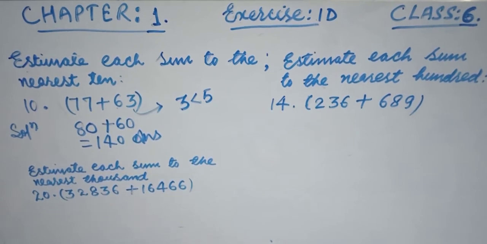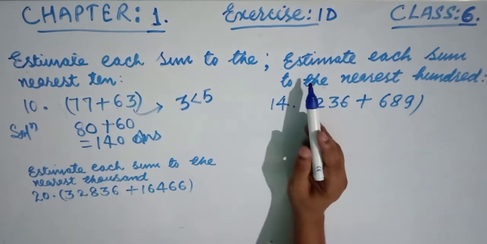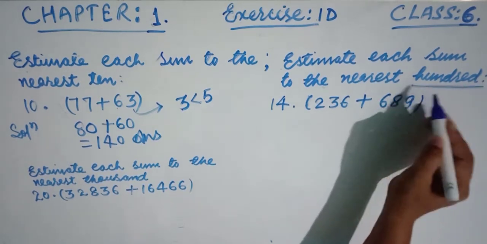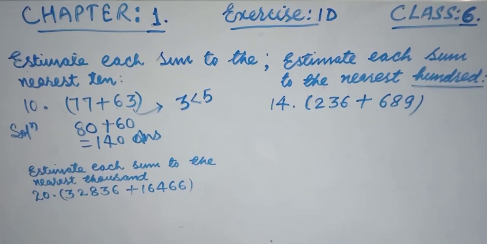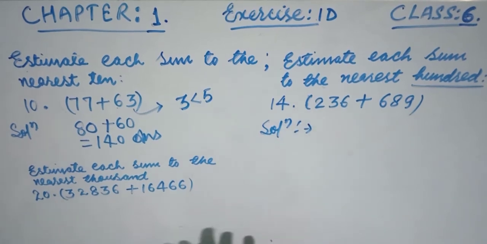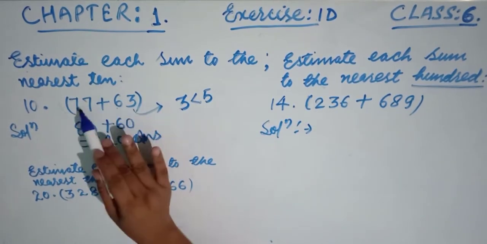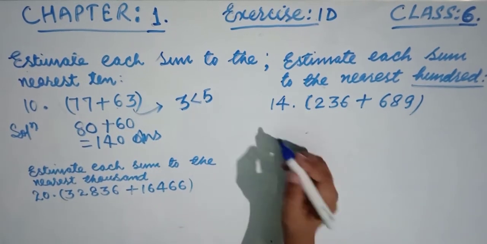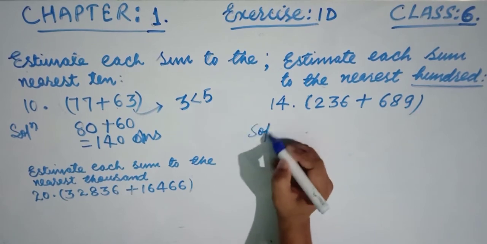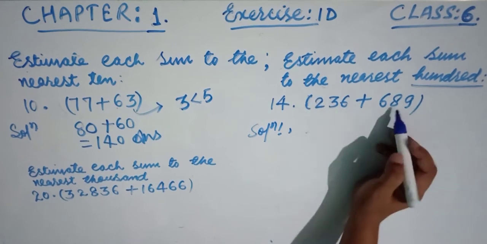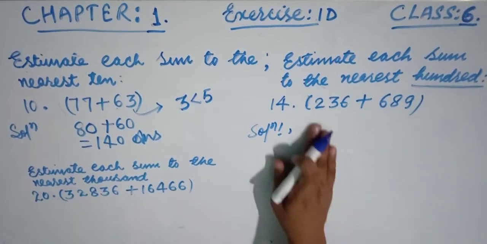Okay friends, now see the next. Here the second type of questions: estimate each sum to the nearest 100, friends. If the question says to the nearest 100, we will have to see the tens place digit, and see whether it is greater than or equal to 5 or less. Now for the solution, first we have to estimate 236, then this one, then add, and we'll get the answer.